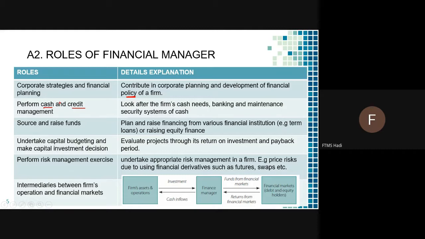So therefore, in other words, we can call this a treasury. In Malay, we call it perbendaharaan. To manage money, not only for the business, but also for some associate or subsidiary companies as well. Okay, the third one is source and raise fund. We call it funding.